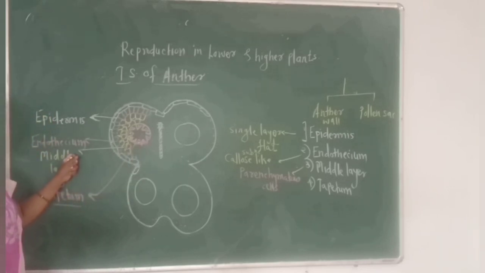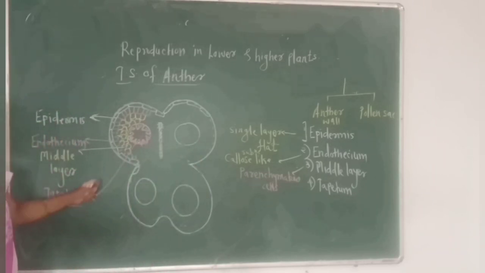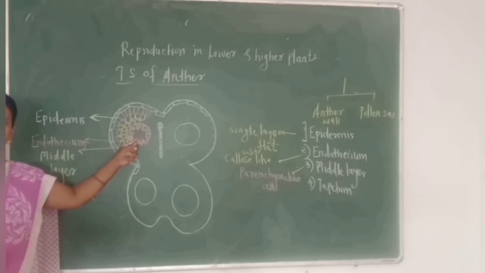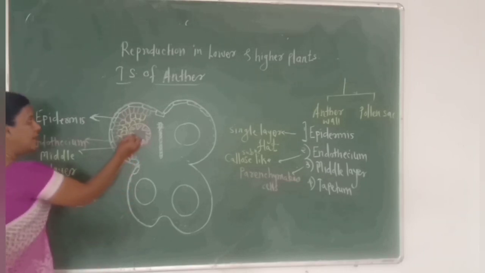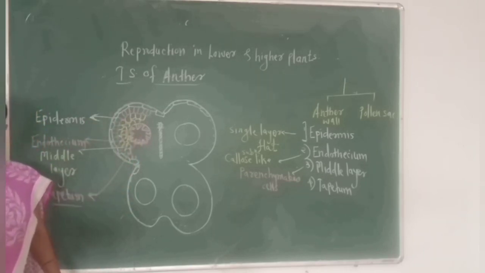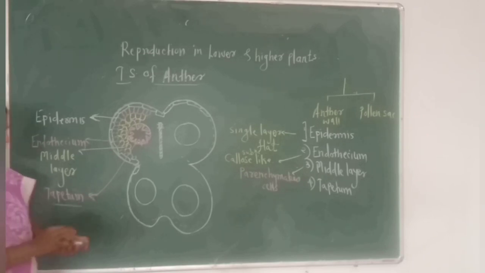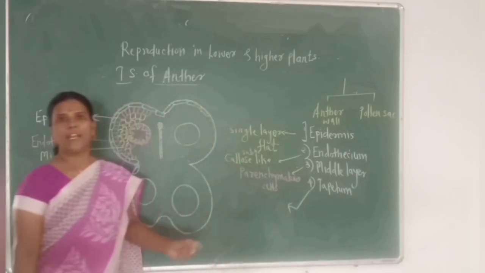Tapetum lies just below the middle layer, or it is also called the innermost layer of the anther wall. The cells of tapetum are somewhat larger in size. They are triangular in shape. They are thick-walled with dense cytoplasm, and the nucleus of the tapetum may be haploid, diploid or polyploid in nature. These tapetum cells have a diagnostic feature in the anther.